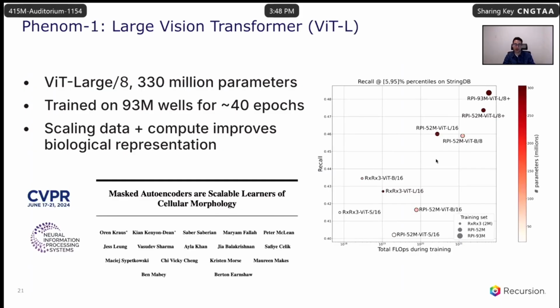So overall, the resulting model was a ViT-L with a patch size of 8, 330 million parameters, trained on those 93 million wells for 40 epochs. And it really showed that the same recipe that's being applied in the general NLP and computer vision communities also applies to these biological data sets, where if we scale compute and scale the model size and the dataset size, we're seeing improved performance, specifically on that recall benchmark I was mentioning.